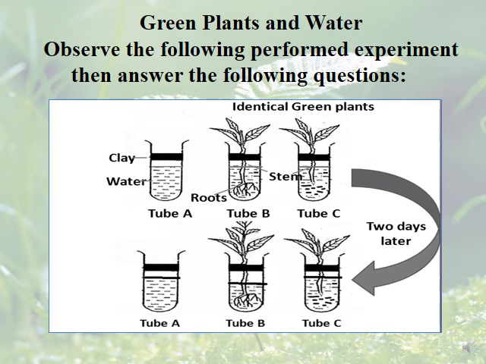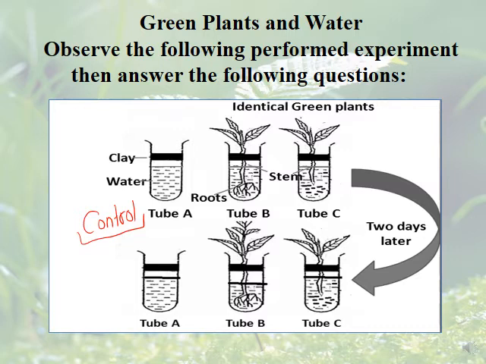Green plants and water. Let's observe the performed experiment to answer the following questions. Here we have 3 tubes, tube A, B, and C. In tube A, we have only clay and water. So tube A is called the control tube. It's used to compare and explain the different experimental results. Second, what do we have?